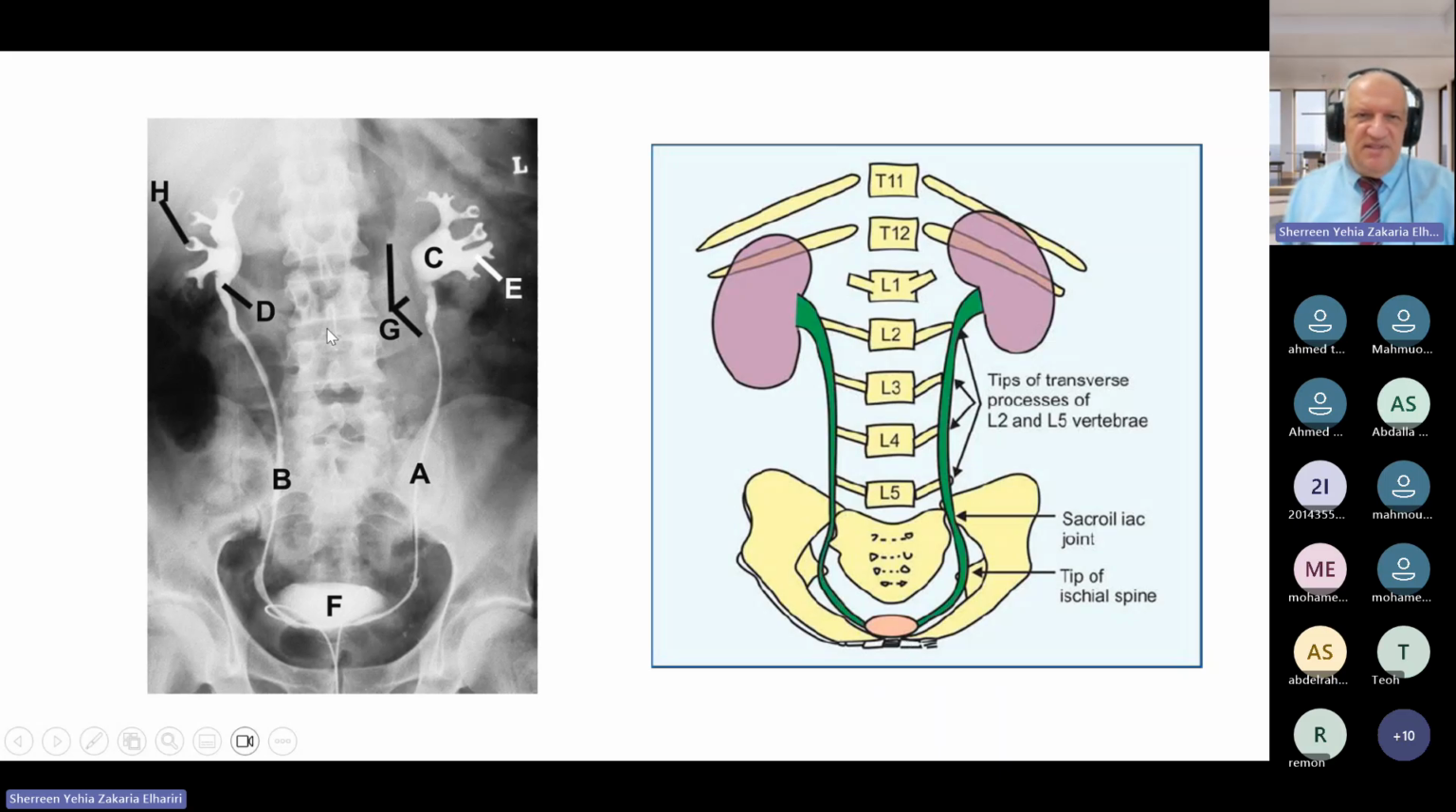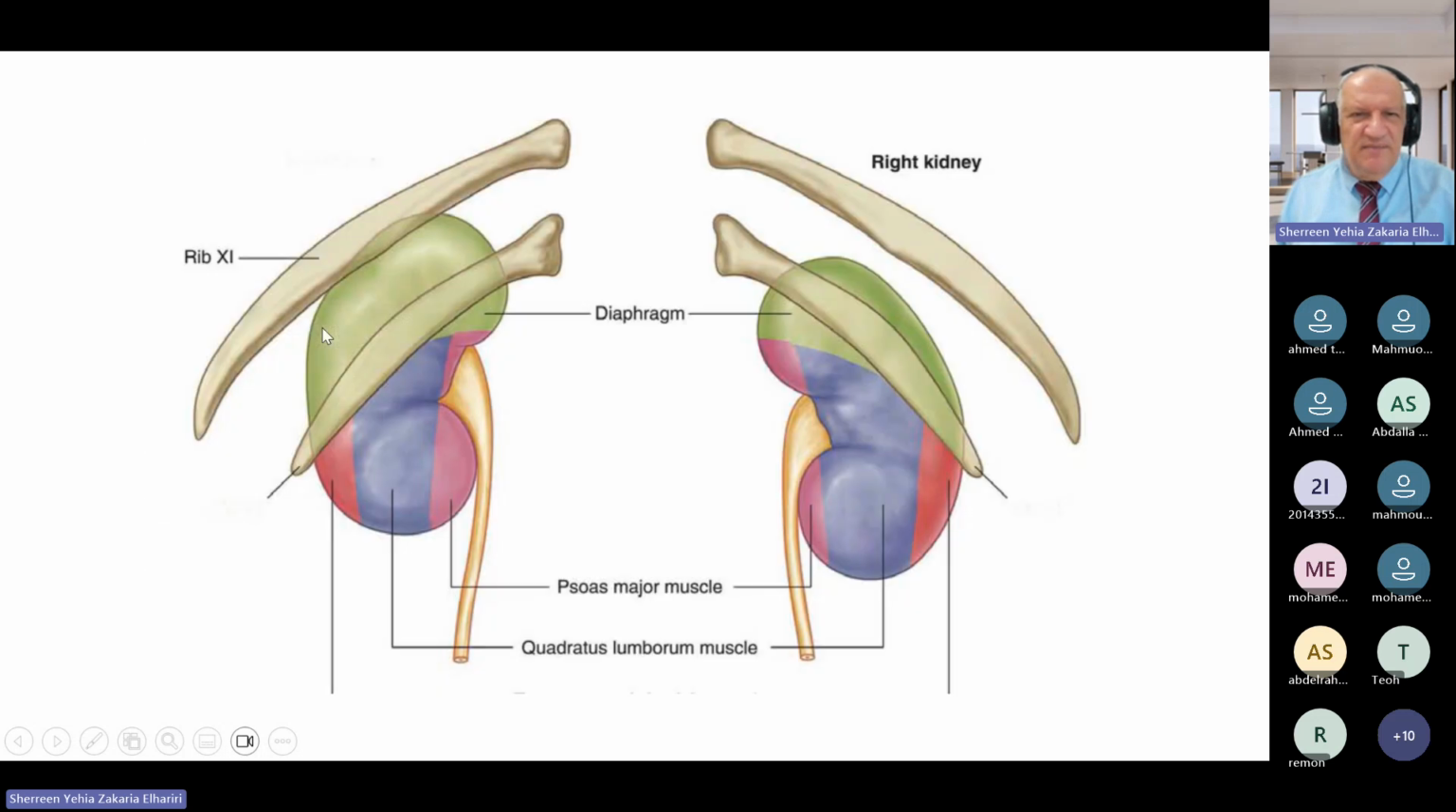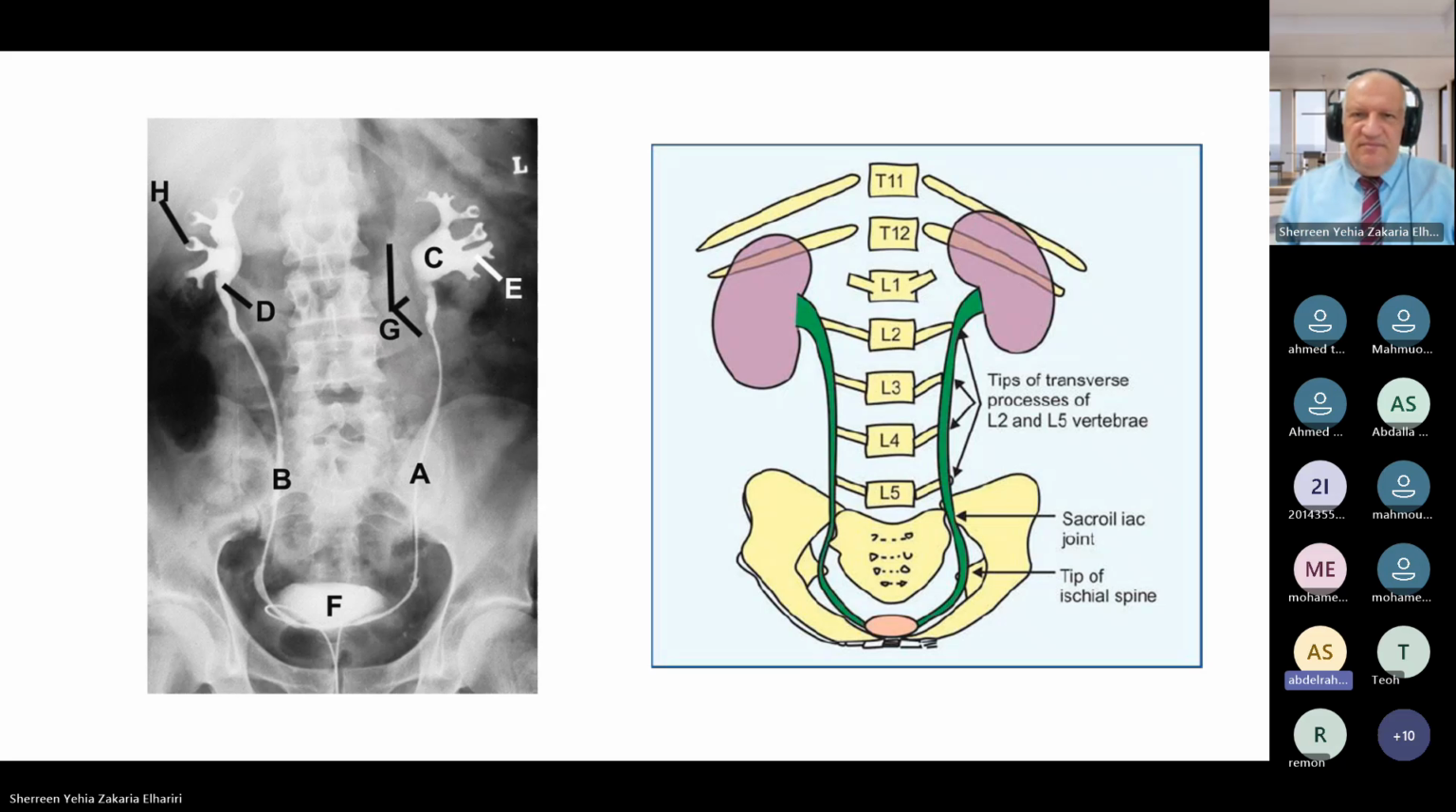Of course, this IVP is not done nowadays. If they ask you, what is the relation of the ribs to the kidney? What is the surface anatomy of the two kidneys? Which rib is related? The 12th and 11th. Right side is lower.